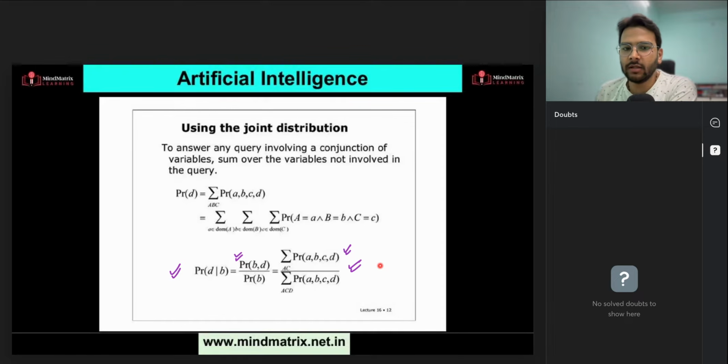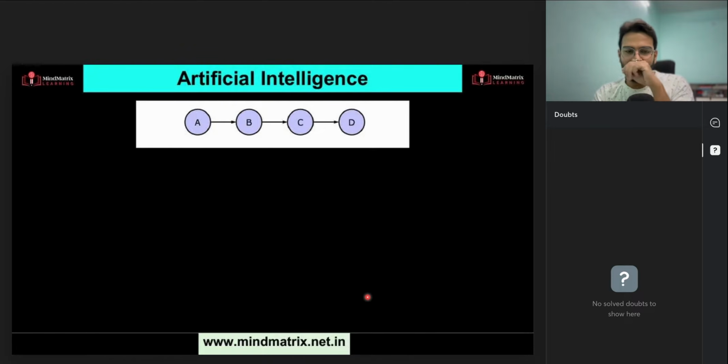Correct. Similarly, divided by the hidden variables: if I'm finding the probability of B, then the hidden variables will be A, C, and D, and I can write it like this, right? So this is not difficult. This is very simple. Now let's take a simple case, and now you will understand it easily.